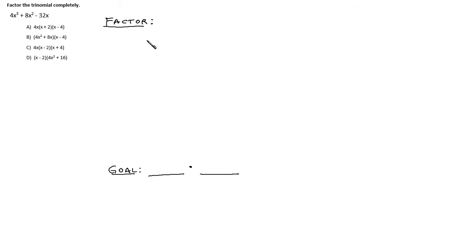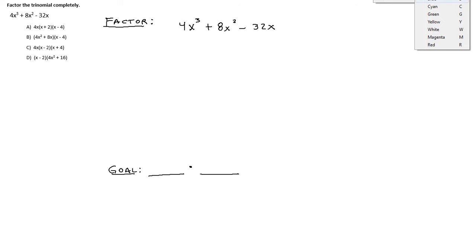So let's copy down our polynomial. And we have 4x to the third plus 8x to the second minus 32x. Okay, well, one of the first things that would be very advantageous to do when we're factoring is find the GCF. Find the greatest common factor of each of the terms. The greatest common factor across all these terms.